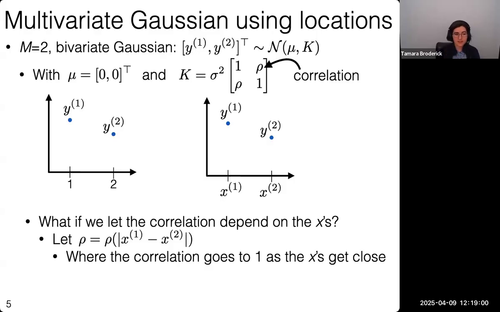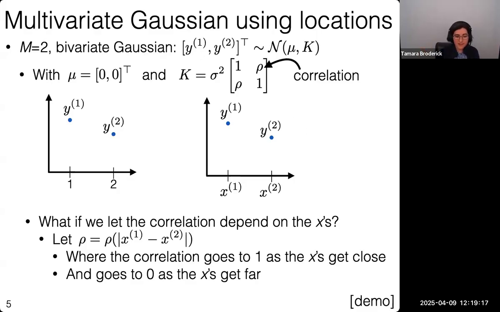And if the x's are extremely far from each other, we're going to say the correlation goes to 0. That is to say, the y values are basically independent. So when the correlation is 1, the y values have almost the exact same value. When the correlation is 0, the y values become basically independent. Okay, so with all of this in mind, let's go ahead and look at our first demo today.